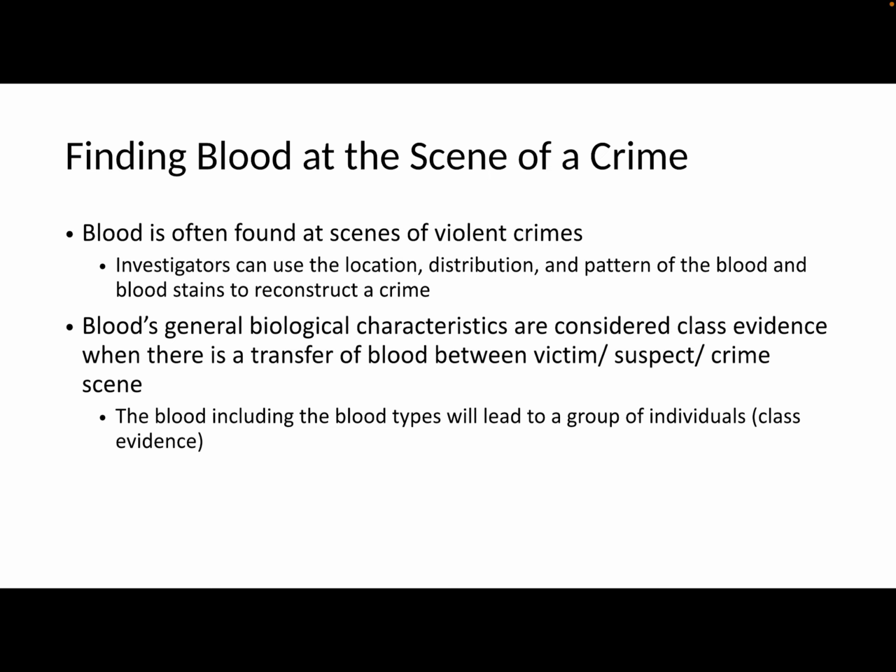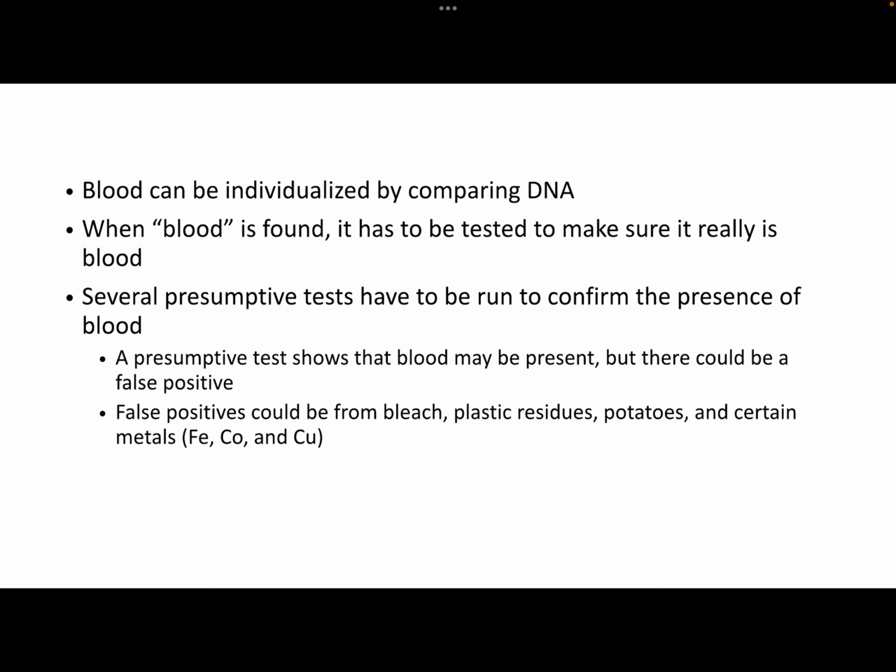Blood's general biological characteristics are considered class evidence whenever there's a transfer of blood between the victim, the suspect, and the crime scene. And the blood, including blood type, leads to a group of individuals, which is referring to that class evidence. So just finding blood patterns or being able to tell blood type is a class characteristic. You actually have to look at the DNA pattern itself whenever you're trying to individualize blood. Blood can be individualized whenever you're comparing or looking at DNA.